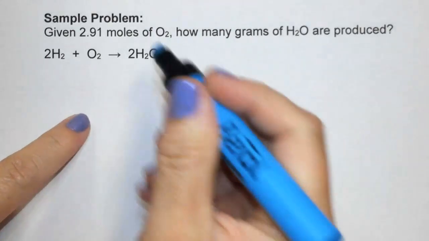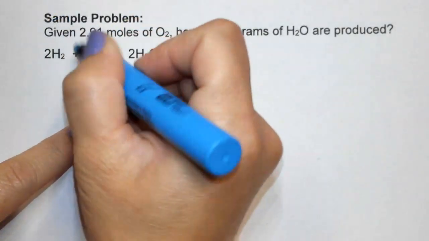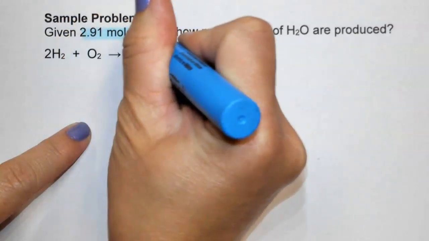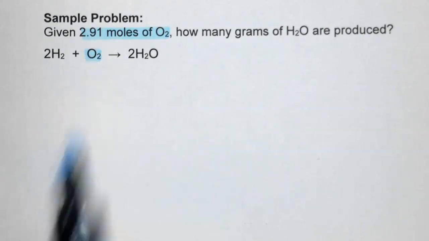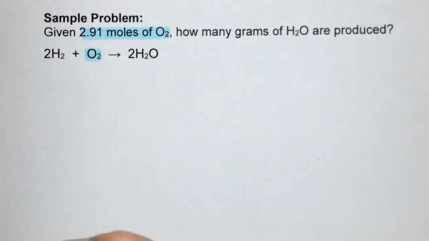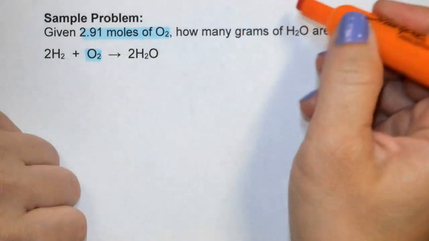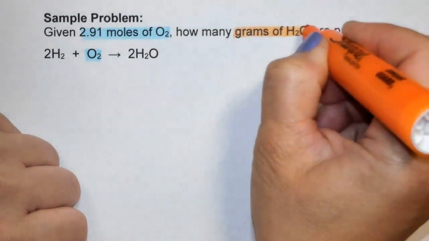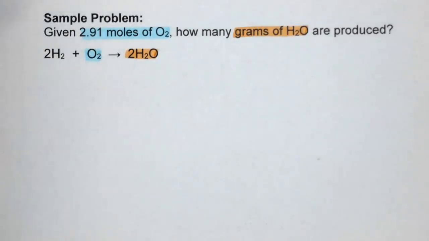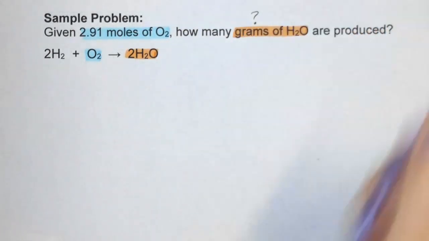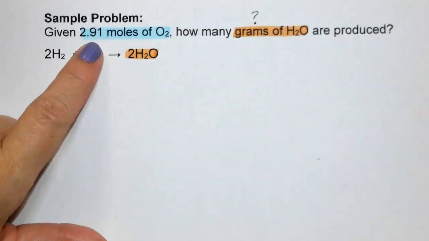First, we'll identify the given. We are given 2.91 moles of oxygen, and it's important to note that that's this guy right here. What we're asked to find is how many grams of water, and that's going to be this guy right here. So this is what we're trying to determine, and this is what we have to start.